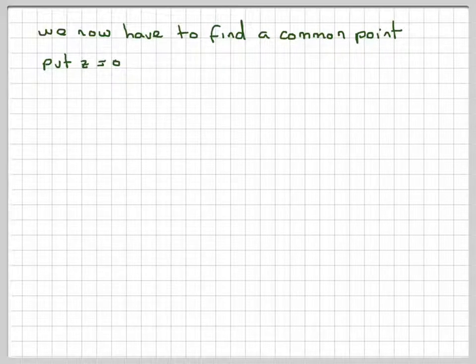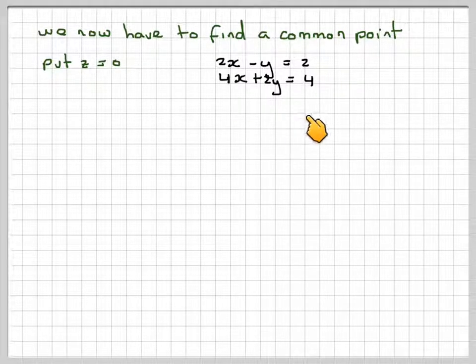We now have to find a common point. So put z equal to 0 in both planes, and you'll be left with 2x minus y equals 2, and 4x plus 2y equals 4. Somewhere we just put one of the coordinates equal to 0 and solve for what's left. Then we only need to find a point.